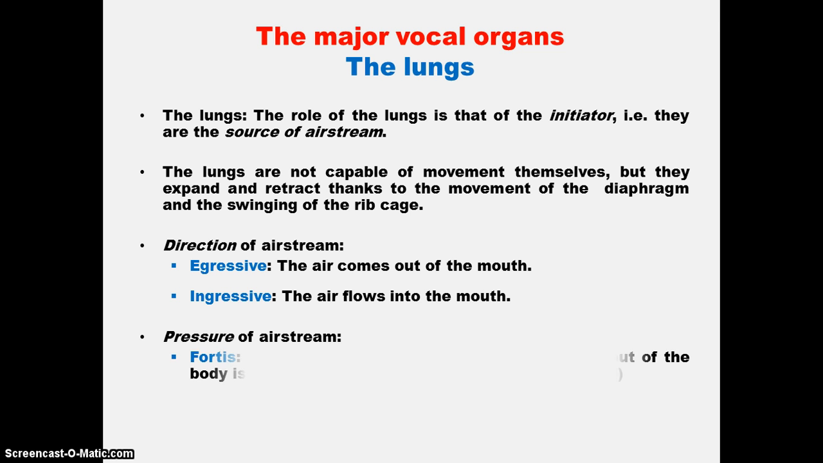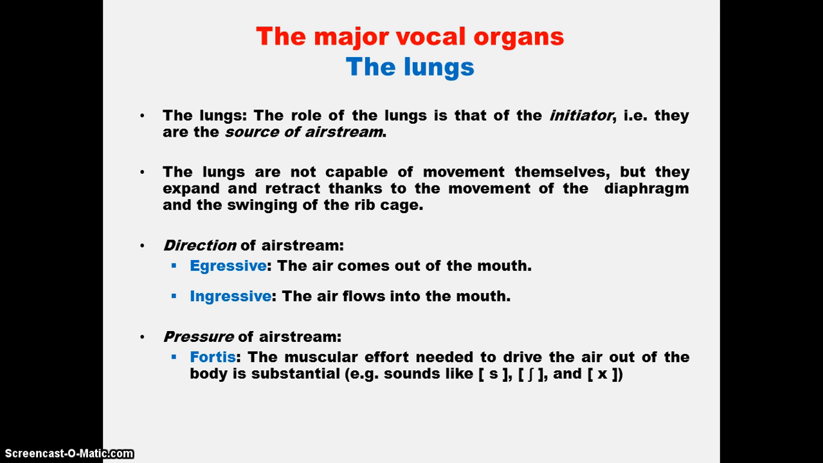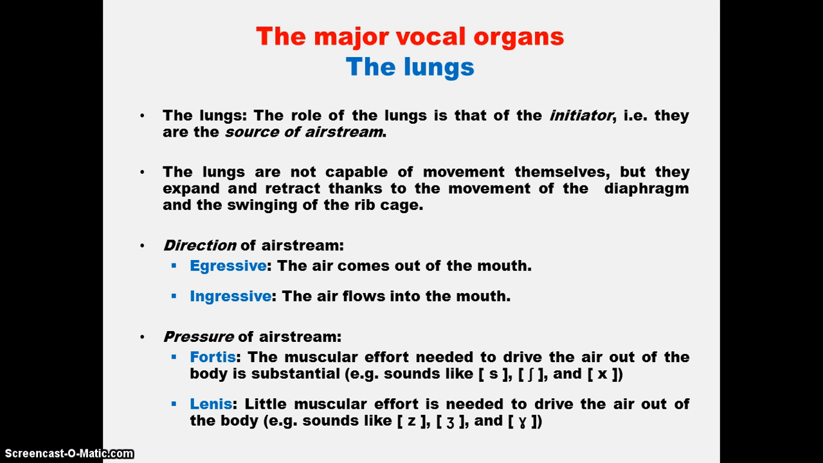There's also the pressure of airstream. We generally talk about the fortis type of airstream. Here, the muscular effort needed to drive the air out of the body is substantial. For example, in sounds like s, sh, and h, there is a substantial muscular effort. The second type of pressure is the lenis one. Here, little muscular effort is needed to drive the air out of the body. This is what we have in sounds like z, j, and r.